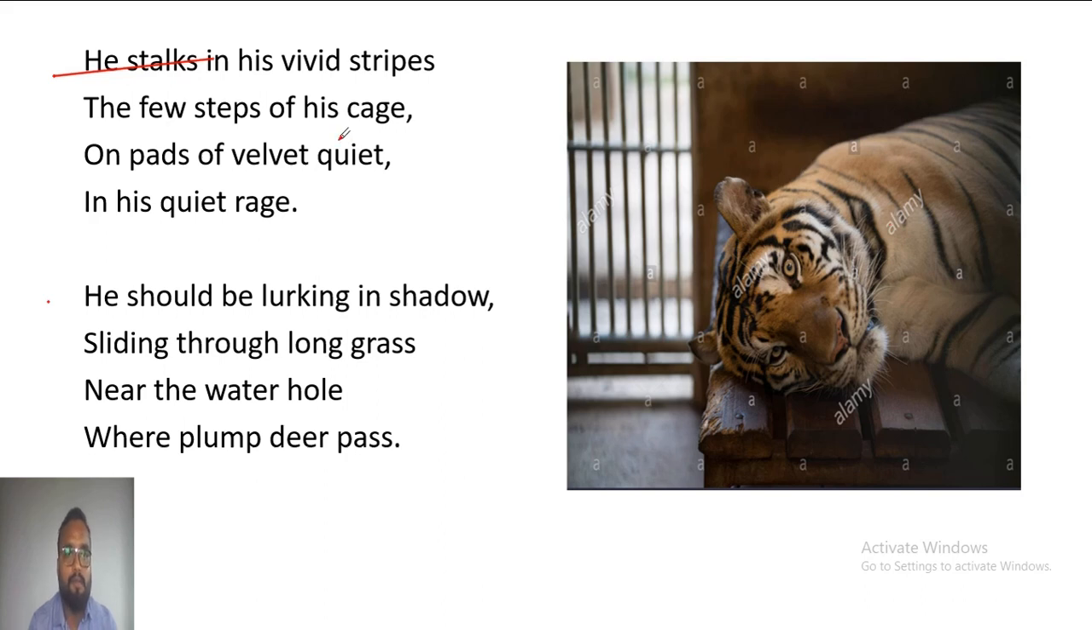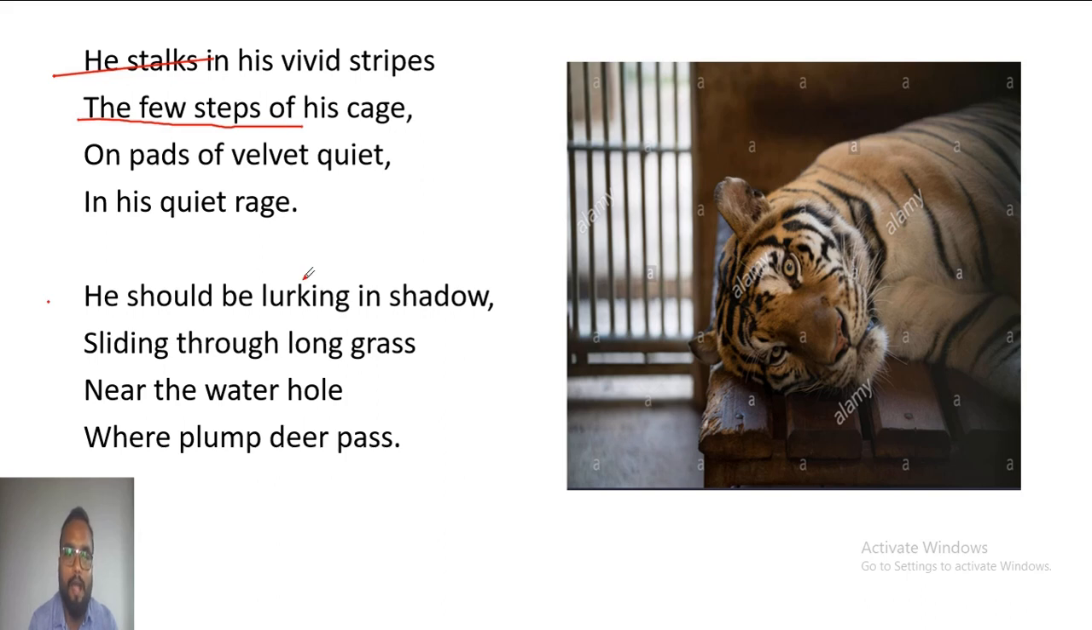The few steps of the cage: the few denotes the limited space which is there in the cage. Earlier in the forest they used to have unlimited space. Space was no constraint for them, but now it has become limited. On pads of velvet refers to the paws of the tiger.